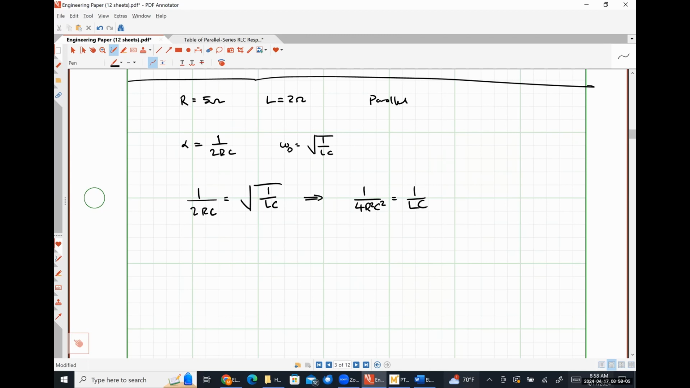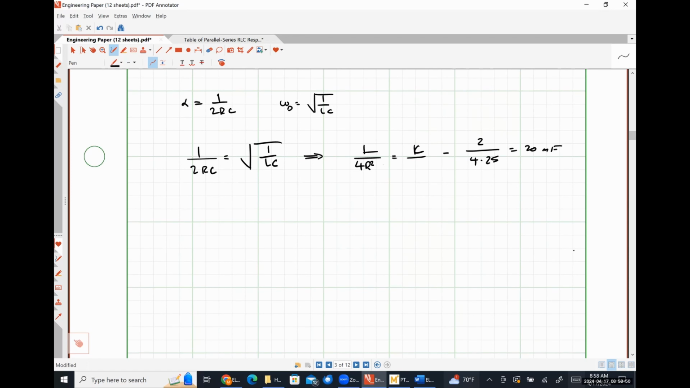I'm going to multiply both sides by C squared. So that's going to get rid of this guy and put a C up here. And now I'm going to multiply both sides through by L. And so we get our capacitor value has to be equal to L over 4R squared if I did this algebra correctly. So that would be 2 over 4 times 25. So 2 over 100 is 20 millifarads. Let's give it the right units.